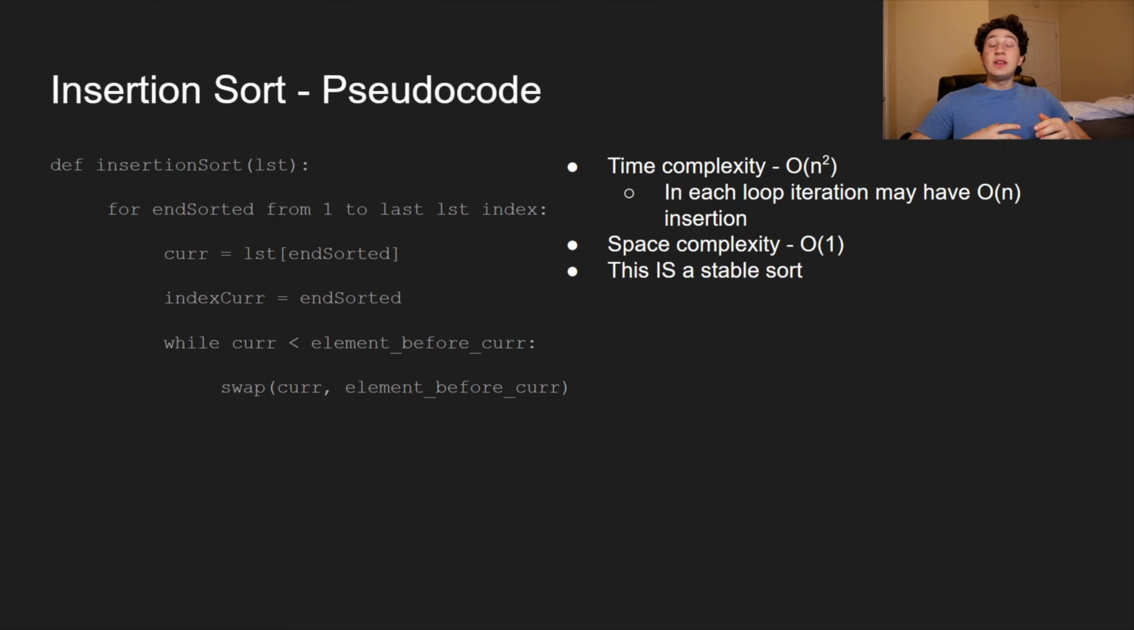Additionally, we can say that this is a stable sort because of the nature of how we're inserting our element. We're just going backwards through the sorted section and going until we find an element that is less than or equal to our current element that we're swapping through. So for example, if we were to find a duplicate, we wouldn't swap past that, and as a result, the relative order of those two elements would be maintained.